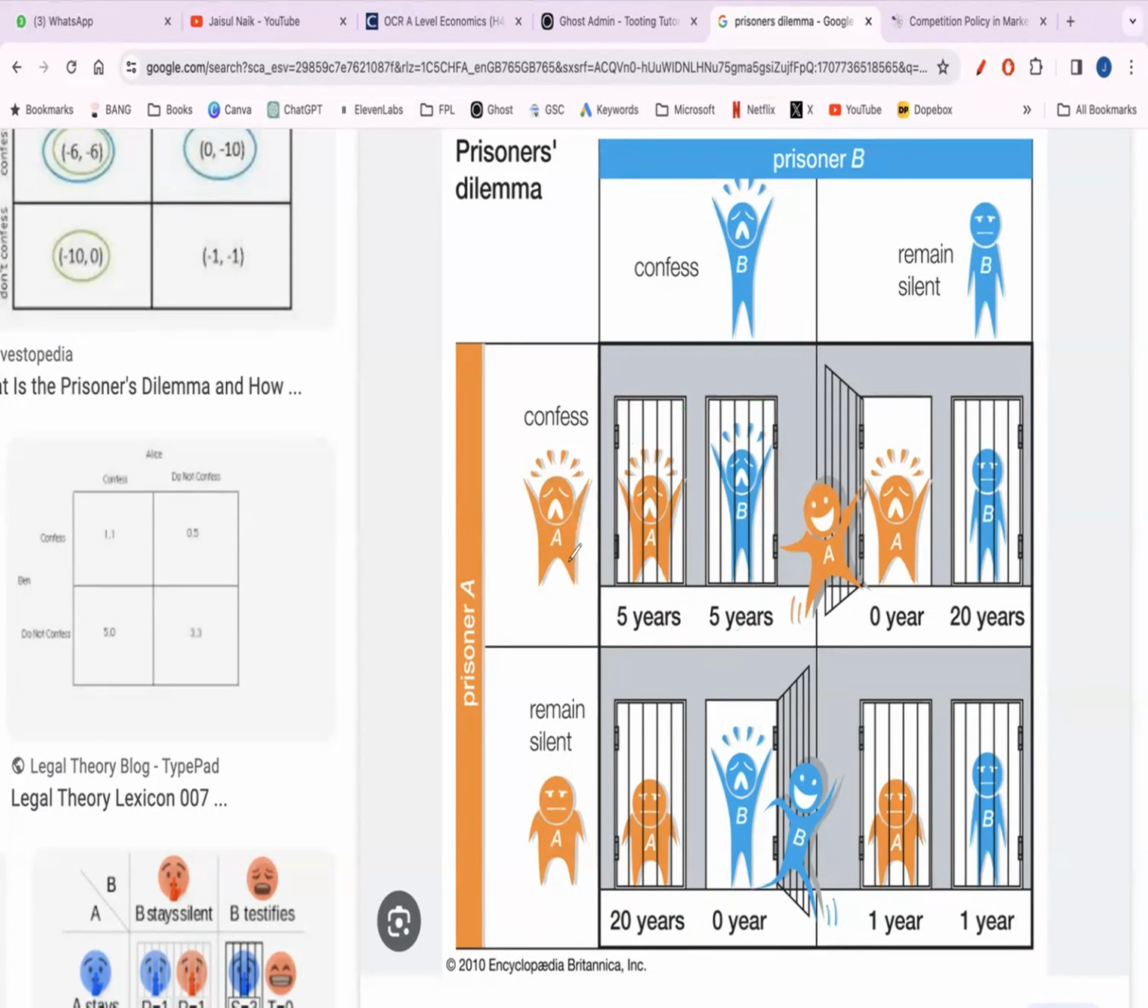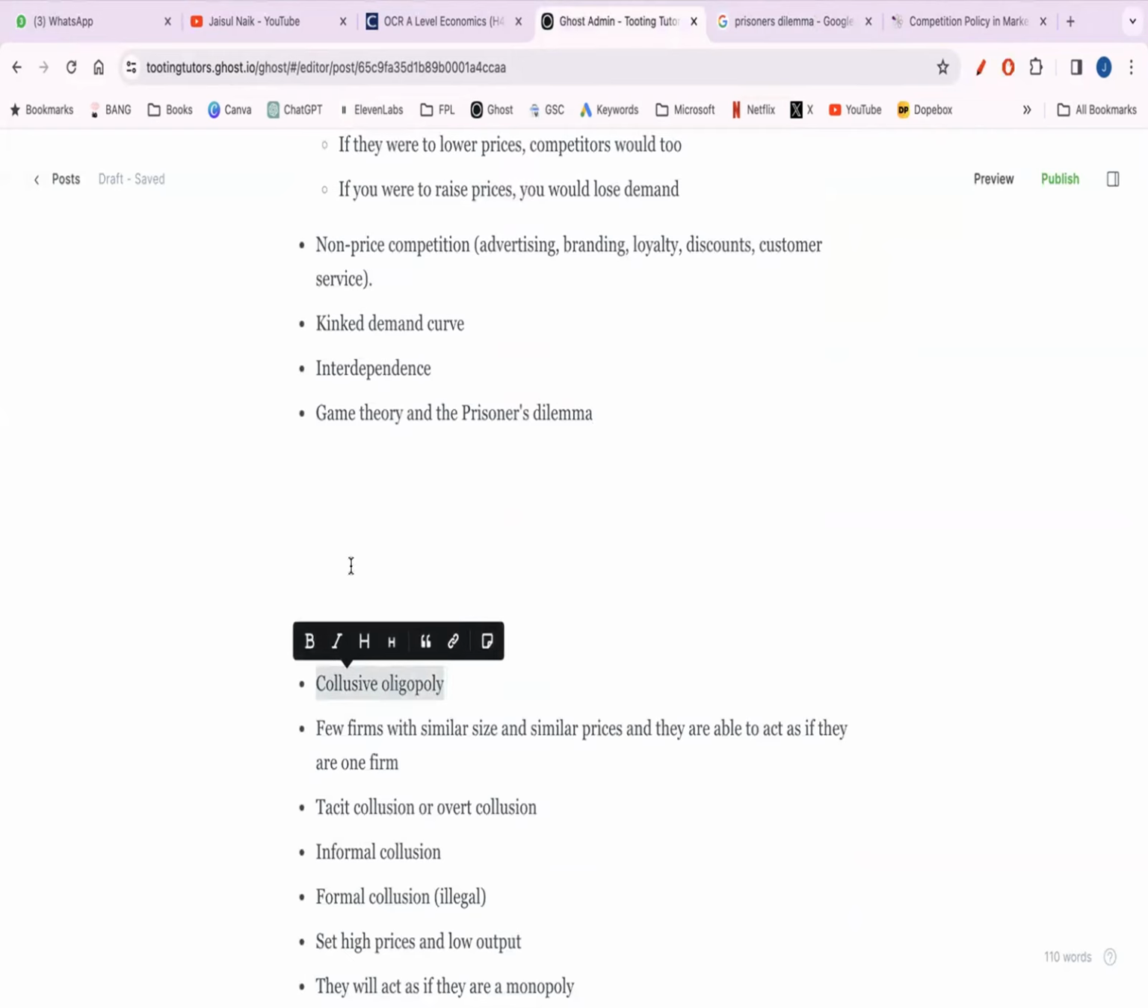But if you both were able to talk to each other, then what would you pick? Silent. Exactly. So it proves that if oligopolies or people are allowed to communicate, they can pick the best overall outcome for each other. But that's also bad because in an oligopoly, it could mean that they collude, and then they'll set high prices and make a lot of profit, which is bad for consumers.